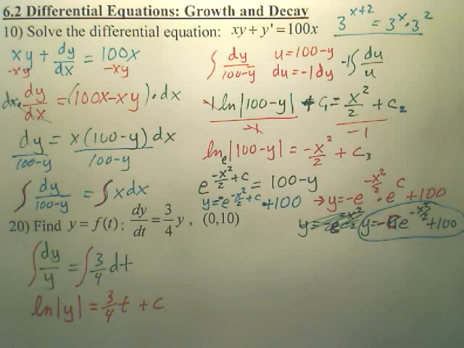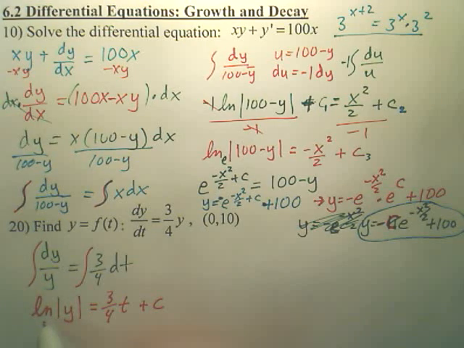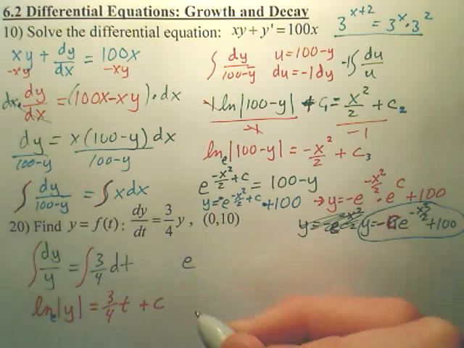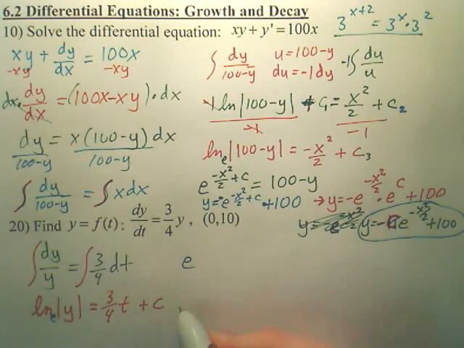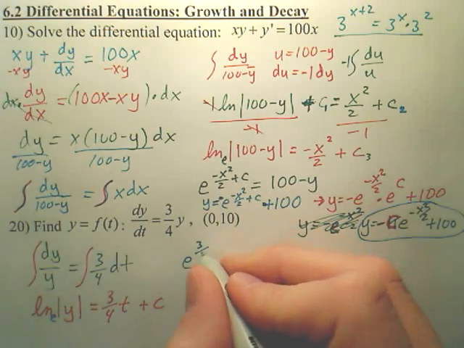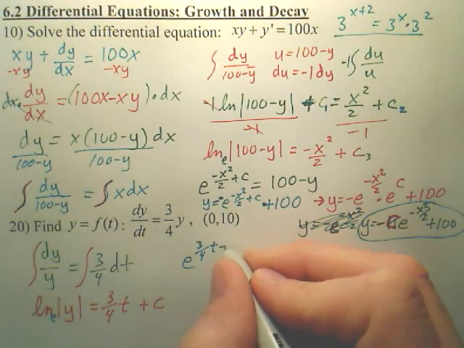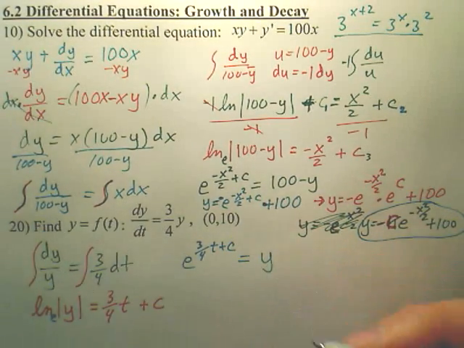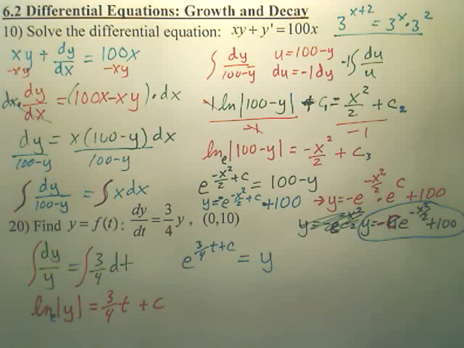Now, next piece. I want to get y by itself, so I have to get the y out of the ln. You have to realize ln is base e, so you can put an e here if you need to. And so you rewrite this one as e to this power equals y. From there, that looks like a decent answer.